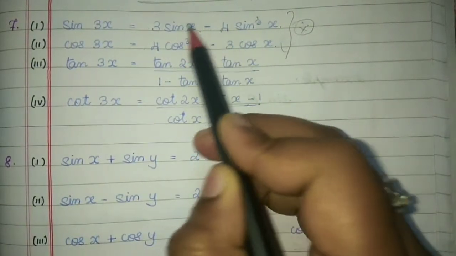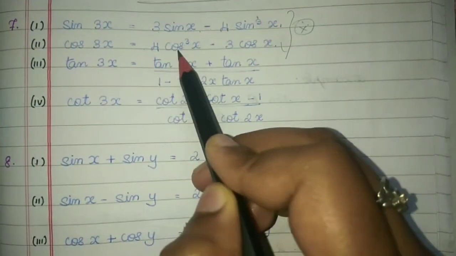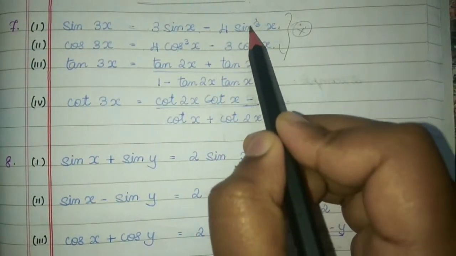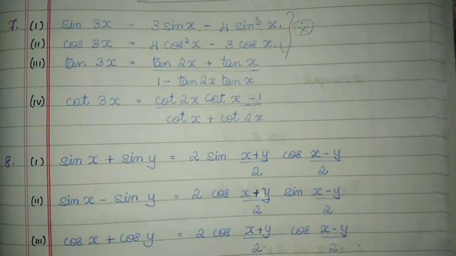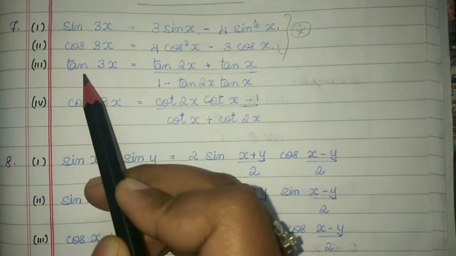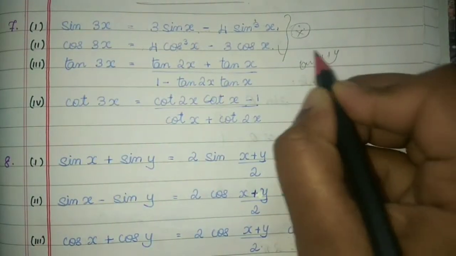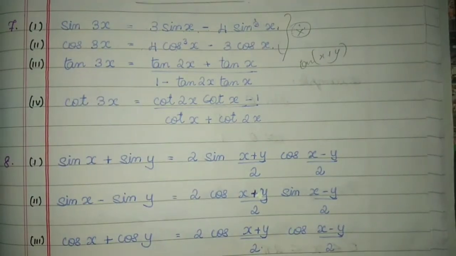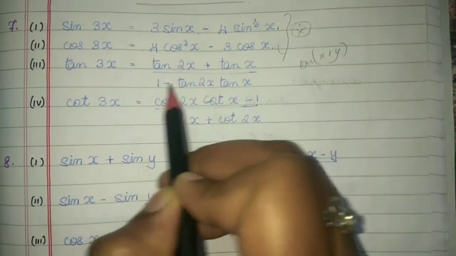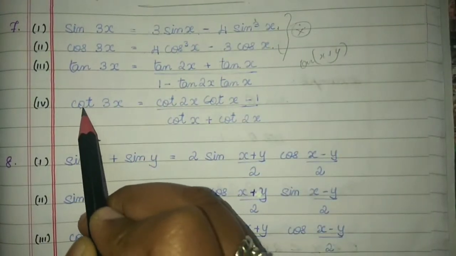So this is just the opposite. Here it is 3 sin x minus 4 sin cube x, but here it is 4 cos cube x minus 3 cos x. So learn any one formula so that you can do the other formula by just flipping the terms. Okay, next it is tan 3x. Tan 3x also is very similar to tan(x + y). You just take one as 2x and the other as x alone. So tan 2x plus tan x divided by 1 minus tan 2x into tan x. That's it.